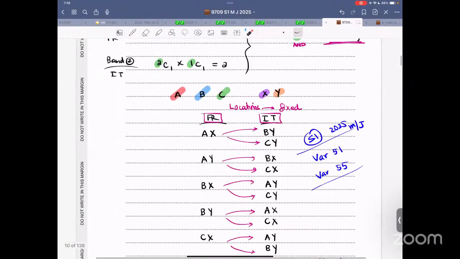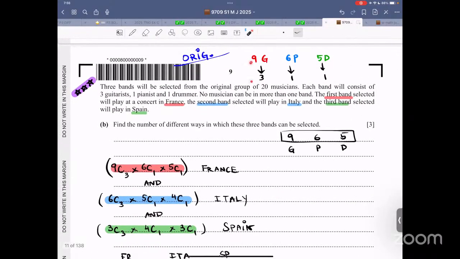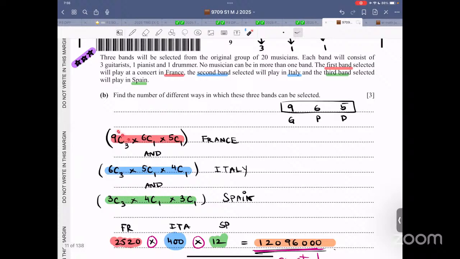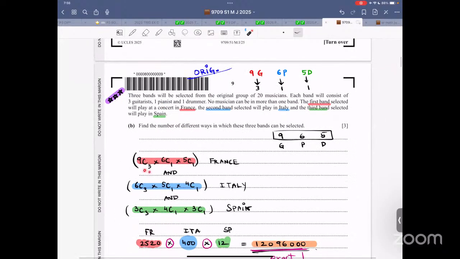Now, what about the original version? This is the original version. Out of 9 guitarists, we need 3. Out of 6 pianists, we need 1. Out of 5 drummers, we need 1. Again, there are 3 countries involved: France, Italy, and Spain. First of all, 9C3 for this, and then 9C3 becomes 6C3 because 9 minus 3 is 6. 6C3 becomes 3C3. 6C1 becomes 5C1, becomes 4C1. And 5C1 becomes 4C1, becomes 3C1.